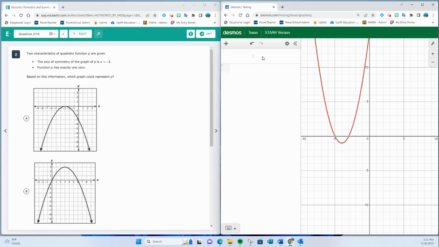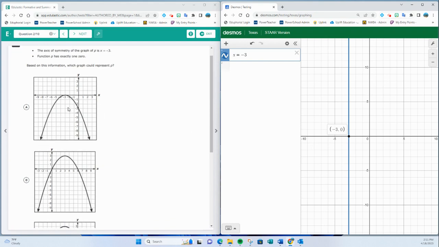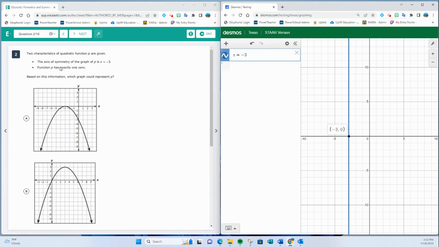For this one, we have to find an axis of symmetry of x equals -3. So this is what would cut our parabola in half, and it looks like it's right going through the -3 on x. It has exactly 1, 0, meaning one point that touches the x-axis. So based on the information, what could be P?